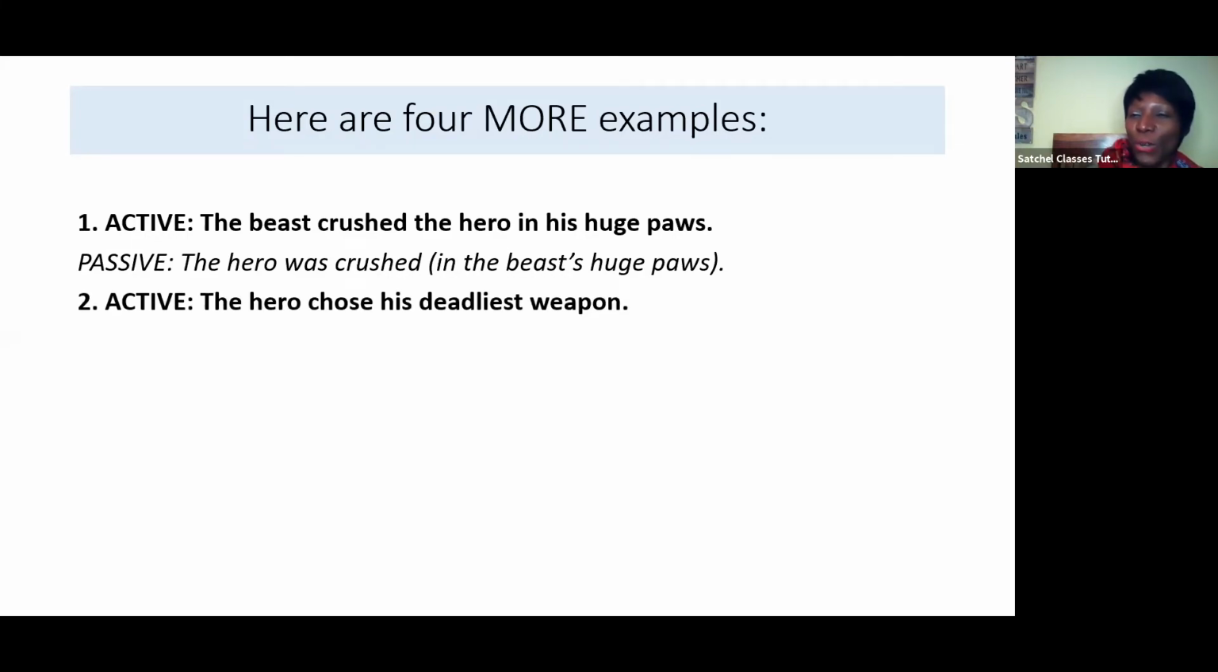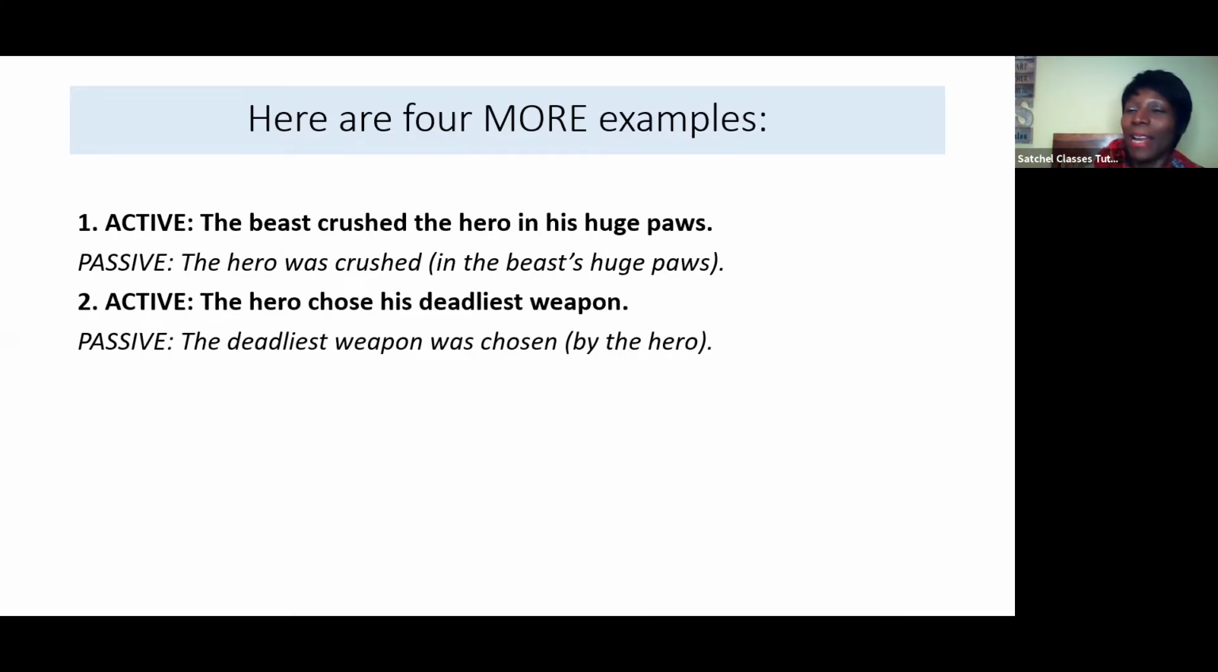The hero chose his deadliest weapon. Again, in this fatal fight between good and evil, this epic battle, the hero is choosing his deadliest weapon. But if we change it to the passive, the deadliest weapon was chosen. So we can see that the weapon isn't doing the choosing, it's receiving the choosing. So that's why it's passive, if you like. And then in the brackets, who is doing the choosing? The hero. The deadliest weapon was chosen by the hero.